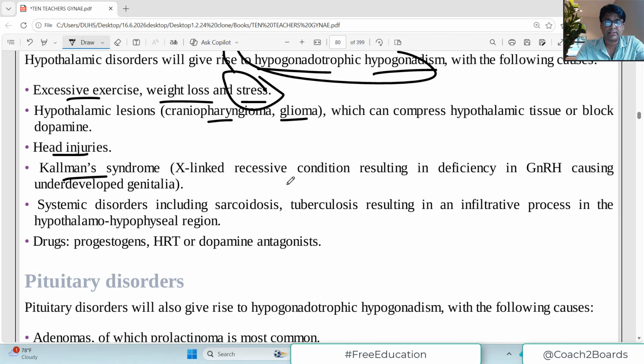कॉलमन सिंड्रोम, इट इज़ रेसेसिव कंडीशन जिसमें GnRH की डेफिशिएंसी है, एंड दैट लीड्स टू आपका साइकिल में अगर अप देयर इन हाइपोथैलेमस गड़बड़ होगी तो पूरा आगे साइकिल चलेगा ही नहीं, देयर विल बी नो मेंसेस.